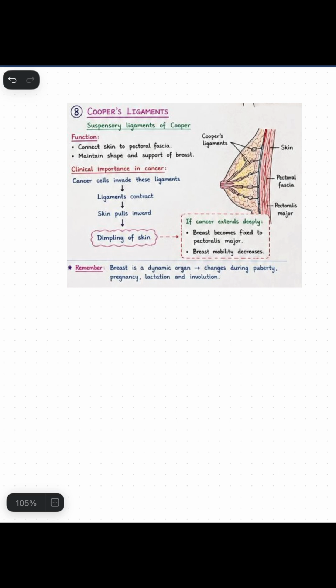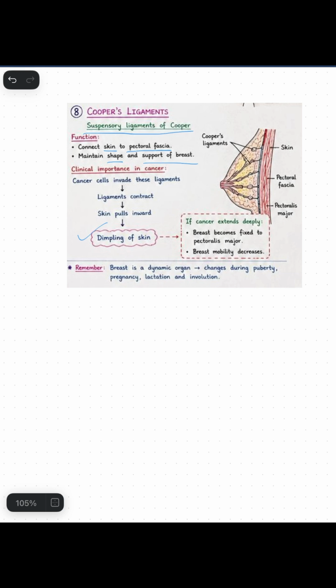We call them the suspensory ligaments of Cooper. These ligaments connect the skin to the pectoral fascia. Their function is maintaining the shape, and they also support the breast. Their clinical importance is that cancer cells invade these ligaments. When they invade the ligaments, the ligaments contract, so the shape is lost and the skin is pulled inward. That is when we see dimpling of the skin. And if cancer is extending deeply, the breast becomes fixed to the pectoralis major, and automatically its mobility decreases.